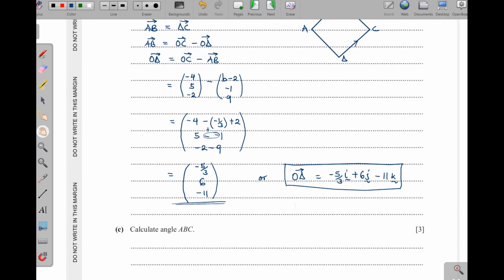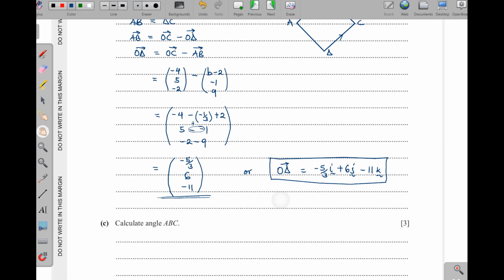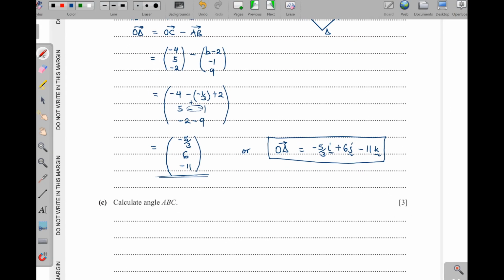And then they're saying calculate angle ABC. So here we're going to use the scalar product, okay?